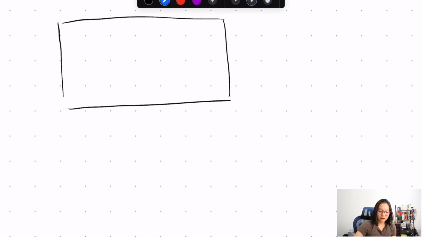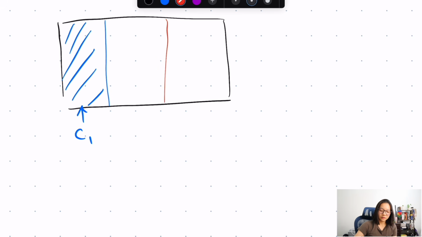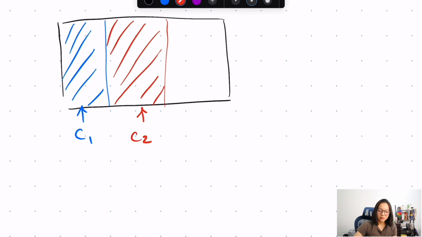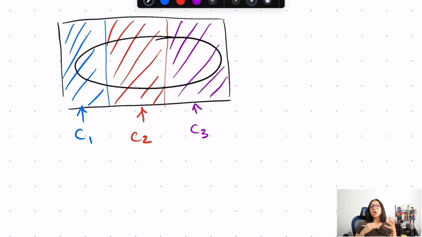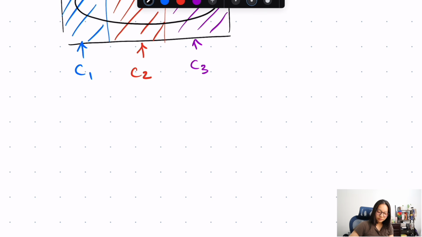So I'm just gonna say, okay, over here I have this blue partition. I'm going to call this C1. And then I have this red part, and I'm gonna call that C2. And then I have this purple part that I'm gonna call C3. And so let's say that my event A is going to be represented by this chunk of the sample space. So this is A. Okay, so first I want to talk about something called the sum rule.